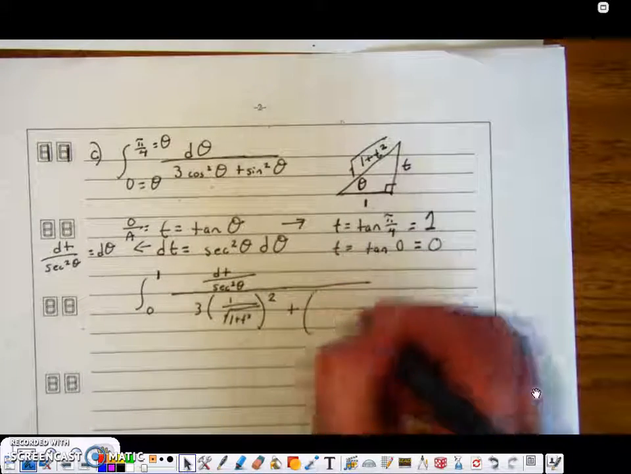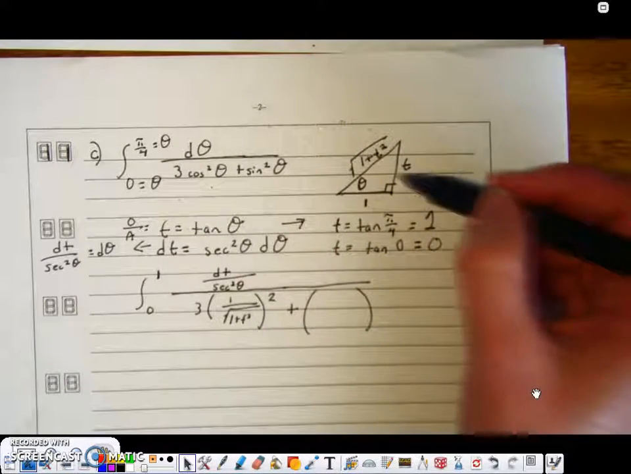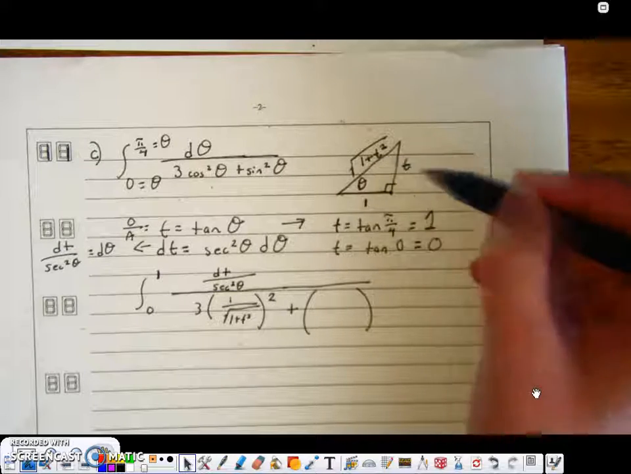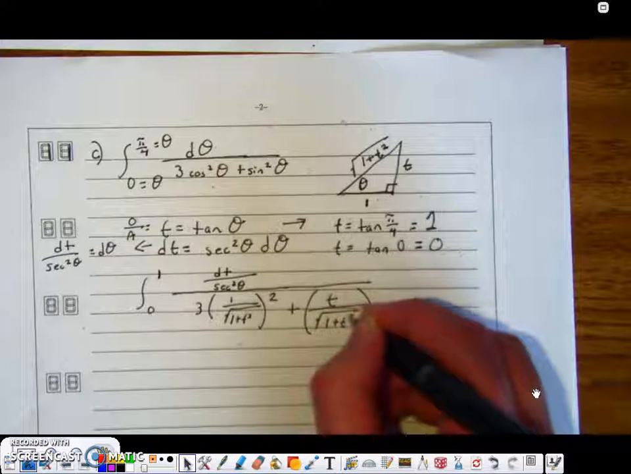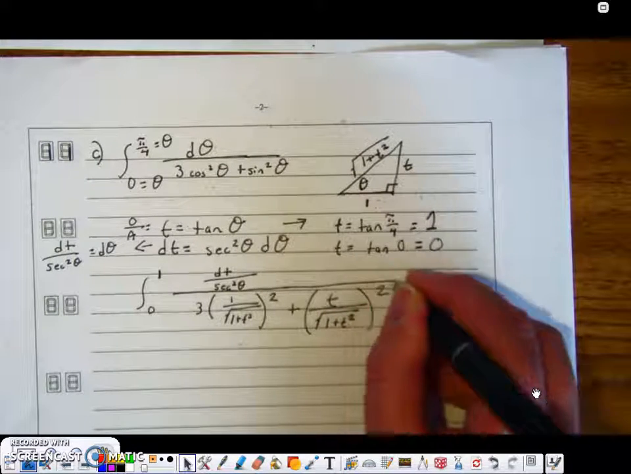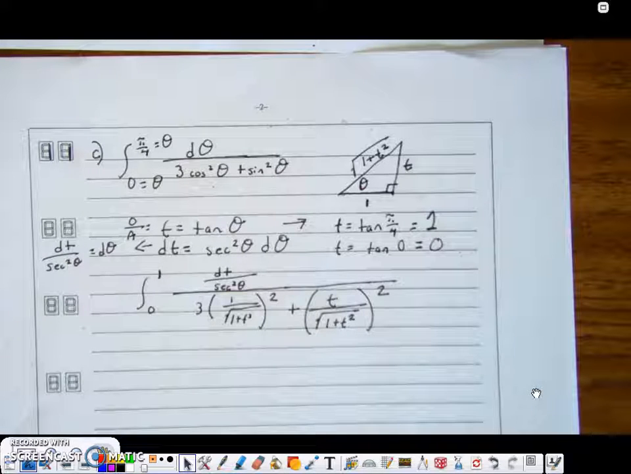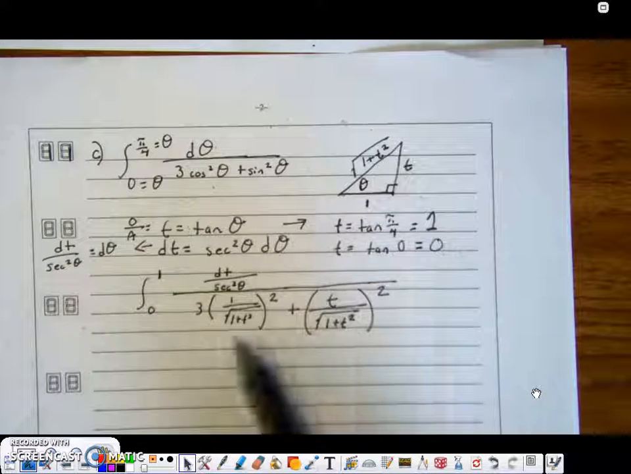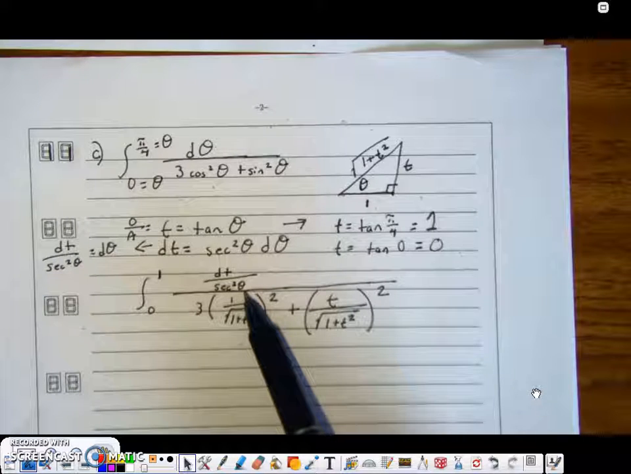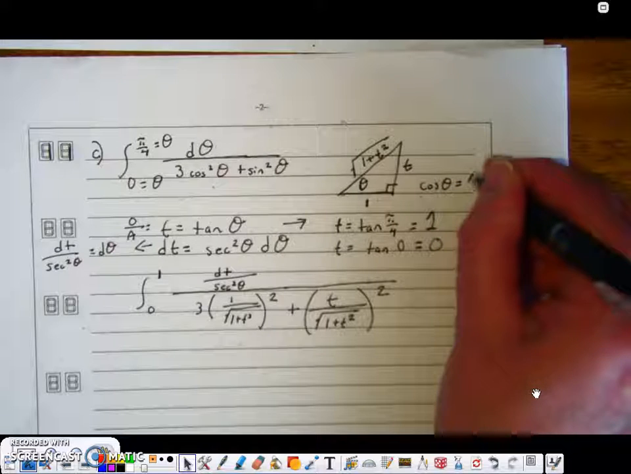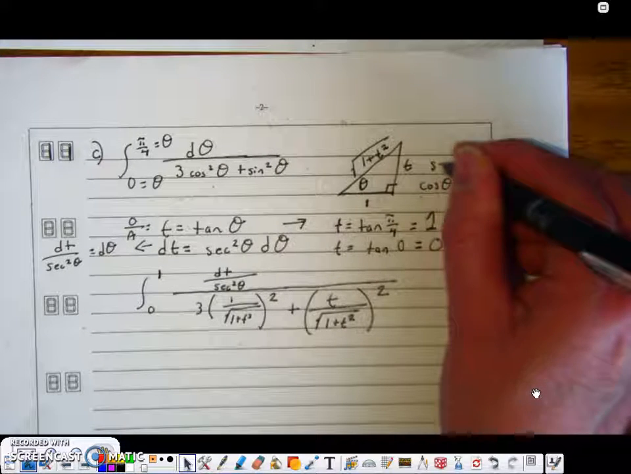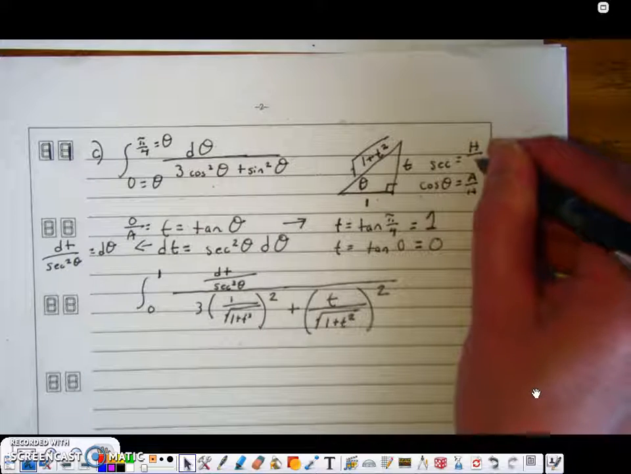And then plus, you're going to do the sine of theta, and you're going to square that. So sine is opposite over hypotenuse, so t over the square root of 1 plus t squared, and that's squared. So I've almost changed this into all t's. I'm going to have to simplify these, and I need to change that secant squared theta. Cosine is adjacent over hypotenuse, so secant would be hypotenuse over adjacent.